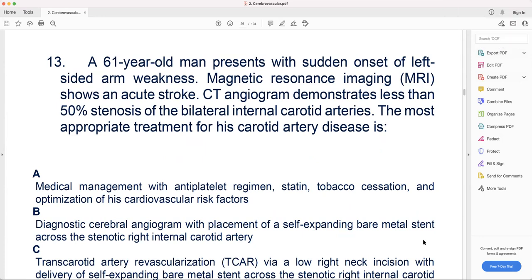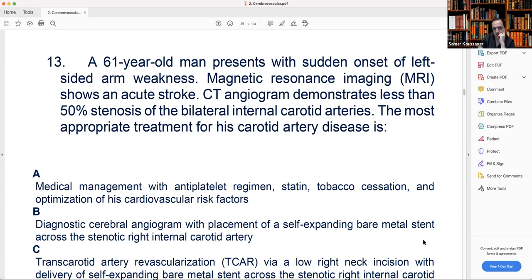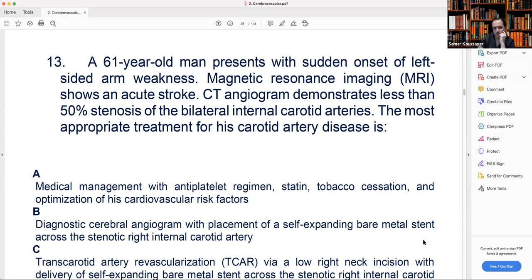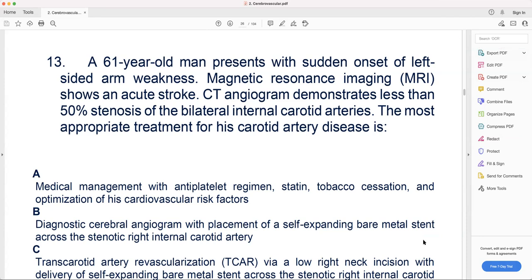Symptomatic patient, but less than 50, be careful. Usually medical. This is what the NASCET trial said: less than 50%, symptomatic or asymptomatic doesn't matter, you treat it medically. Only if it is more than 50% and symptomatic do you need to treat it with surgery or stent. The NASCET trial showed that if it is less than 50%, there is no difference in the stroke rate between medical treatment and surgery. So they recommend medical treatment for less than 50%, even in symptomatic patients. Okay, so let's see what they said here.